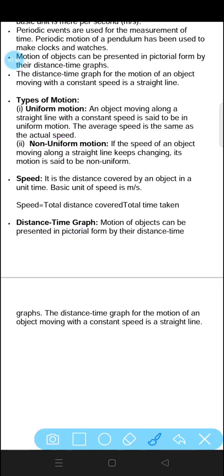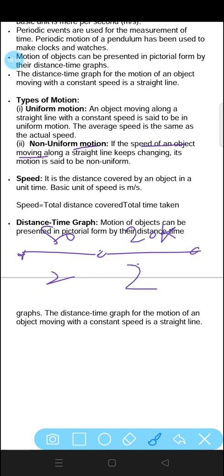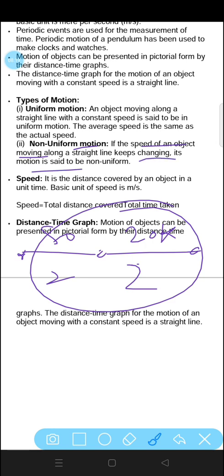Another one is non-uniform motion. If the speed of an object moving along a straight line keeps changing, for example, it is covering 50 kilometers in 1 hour, again it is covering 20 kilometers in 2 hours, again it is covering 60 kilometers in 1.5 hours, so this will be non-uniform motion. That means the speed keeps changing. Its motion is said to be non-uniform.